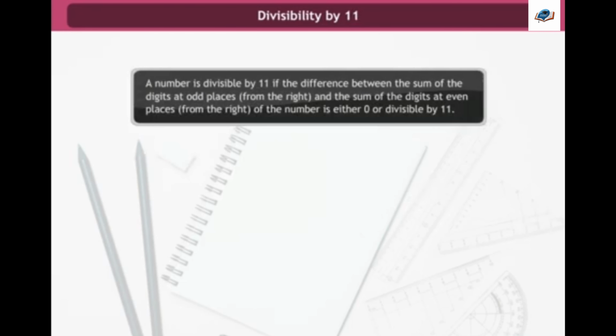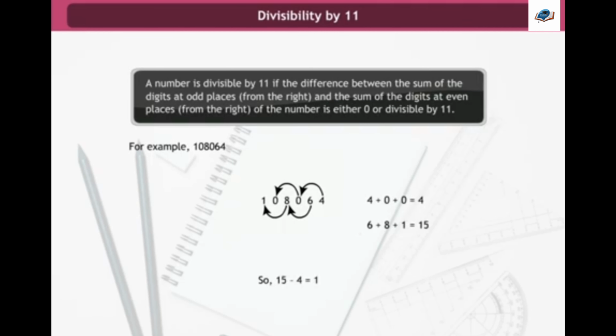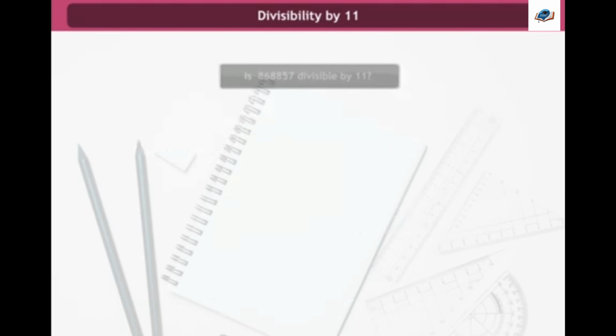Divisibility by 11. A number is divisible by 11 if the difference between the sum of the digits at odd places from the right and the sum of the digits at even places from the right of the number is either 0 or divisible by 11. For example, consider the number 1,08,064. The sum of the digits at odd places is 4 and the sum of the digits at even places is 15. So we find that the difference is 11. Therefore, 1,08,064 is divisible by 11.